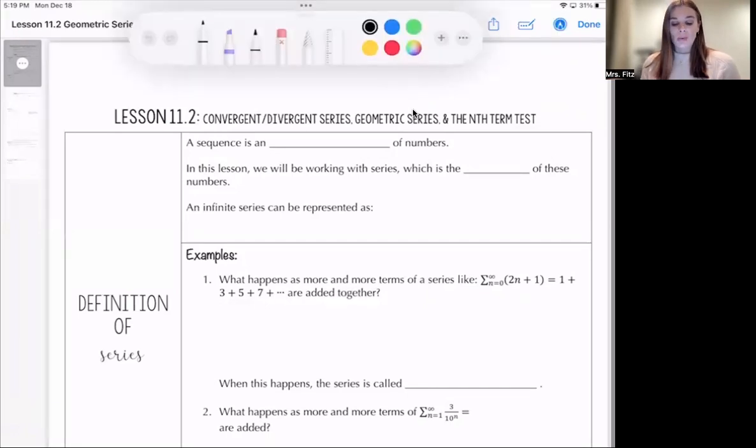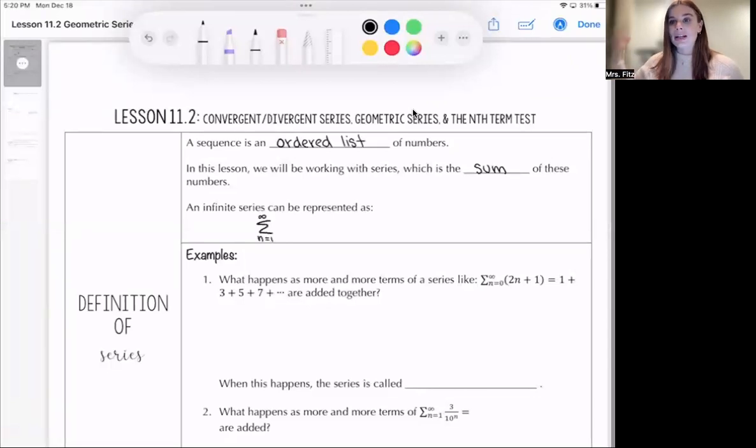All right, so let's start with the definition of a sequence because there are some links in particular between sequences and series. A sequence, if you remember, is an ordered list of numbers. In this lesson, we're working with series, which basically means it's the sum of these numbers. So we're adding up all the terms in the sequence. An infinite series can be represented using sigma notation. So it's just the sum from n equals 1 to infinity.